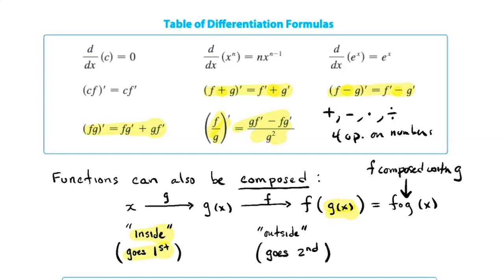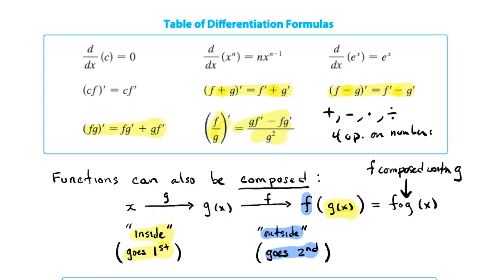Compare that to the role that f is playing here. F is usually called the outside function. It's the function that goes second. You apply f to the output of g of x, right? So a composition kind of has an inside and an outside. And this chain rule is all about how do we differentiate such a thing?